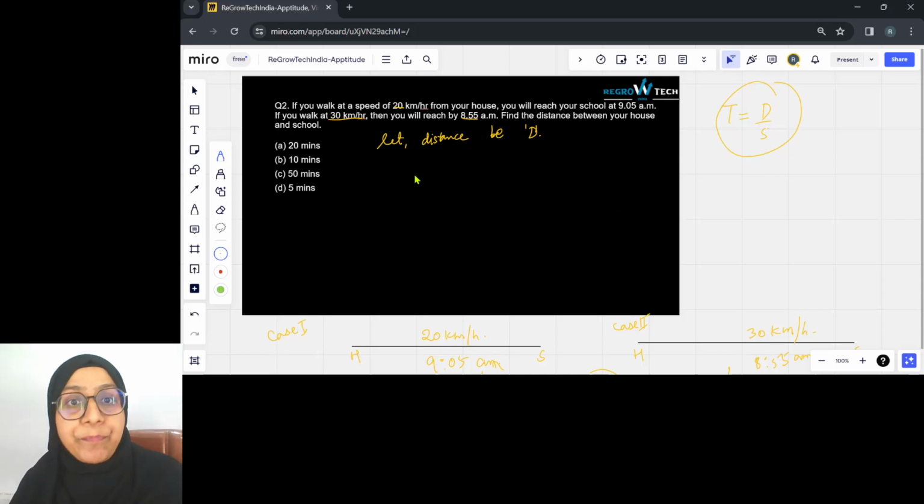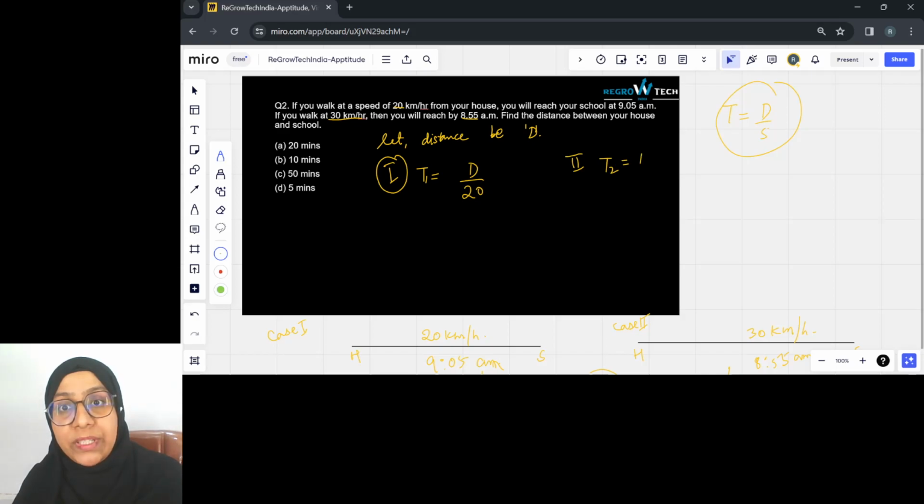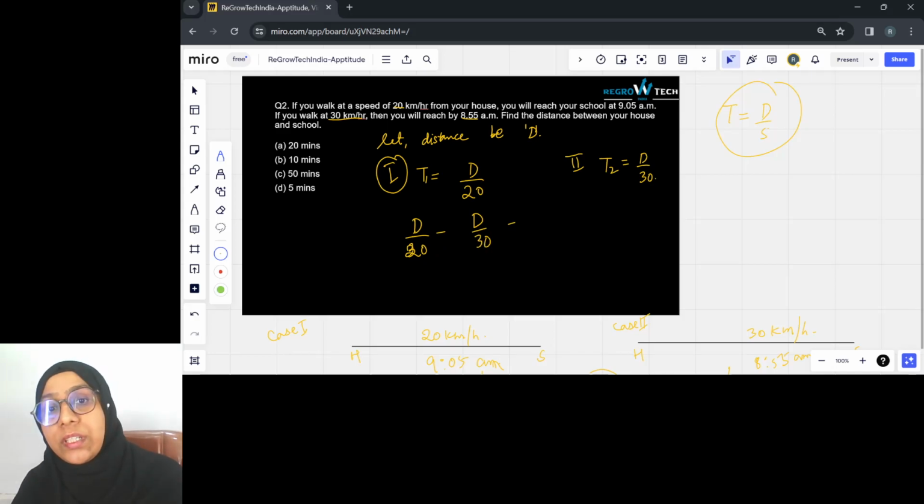Okay, remember this. In first case, case one, the time, or rather t1, would be d divided by 20. In case 2, the time t2 would be d divided by 30. This difference is simply 10 minutes. And since speed is in kilometers per hour, the 10 minutes would also be converted into hours. Let's solve. d upon 20 minus d upon 30 is equal to 10 minutes. If I have to convert it into hours, simply divide it by 60, solve the equation, and you will find the value of d.